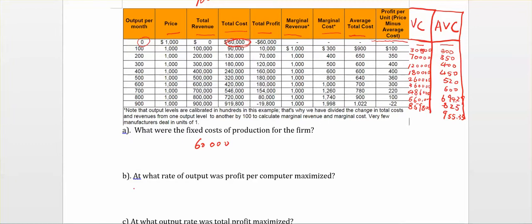Next, at what rate of output was profit per computer maximized? In order to answer this question, we need to look at the last column, profit per unit. Then we can see that the profit per unit keeps decreasing.